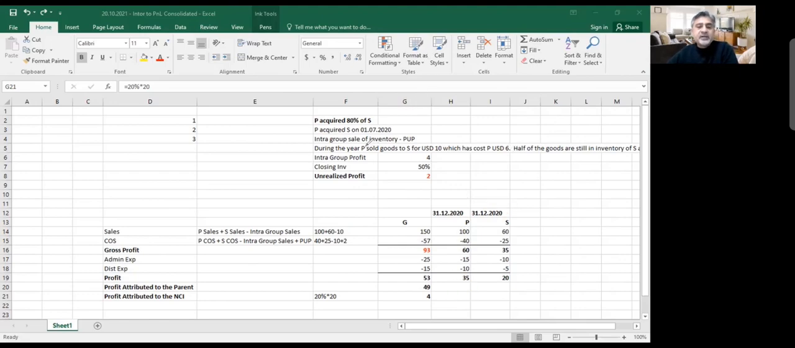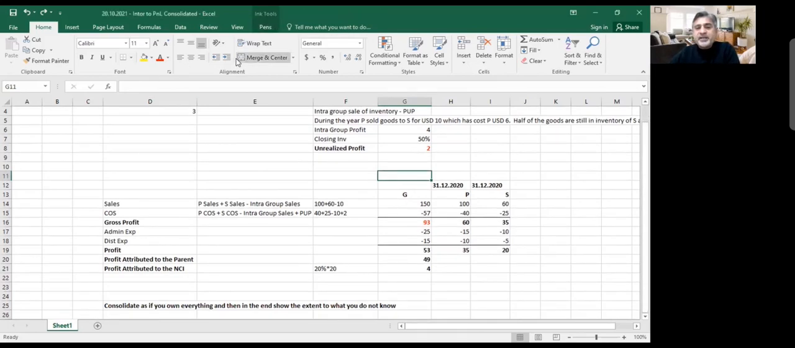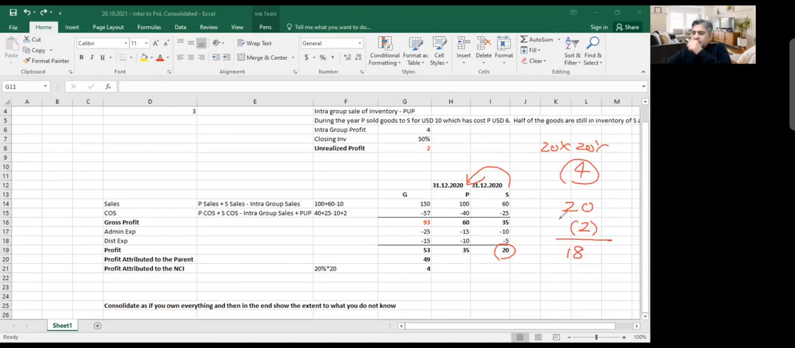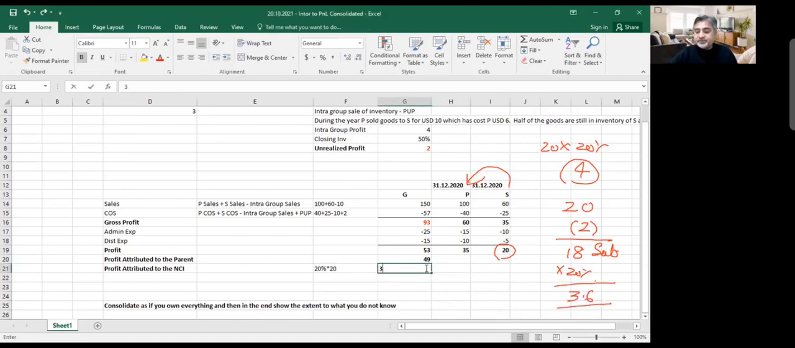But if we change the situation and say that not P sold goods, but S sold goods to P, which means the sales are happening here. The parent is not selling, but the subsidiary is selling. Now, if the subsidiary is selling, it means the unrealized profit of $2 is not within P, it is within the 20. So NCI comes in and says, okay, this is $20, give me my 20% share, give me my $4, I'm going away. I say, no, wait a minute, this is 20, because the subsidiary sold goods. There is unrealized profit of 2, I subtract 2, adjusted profit. The adjusted profit of the subsidiary is only 18. And 18 into 20% I will give you, which makes 3.6. So I will not say 4, I will make it 3.6.